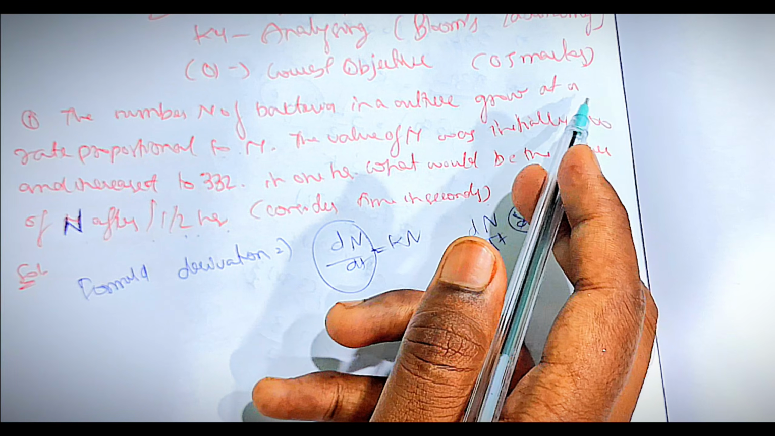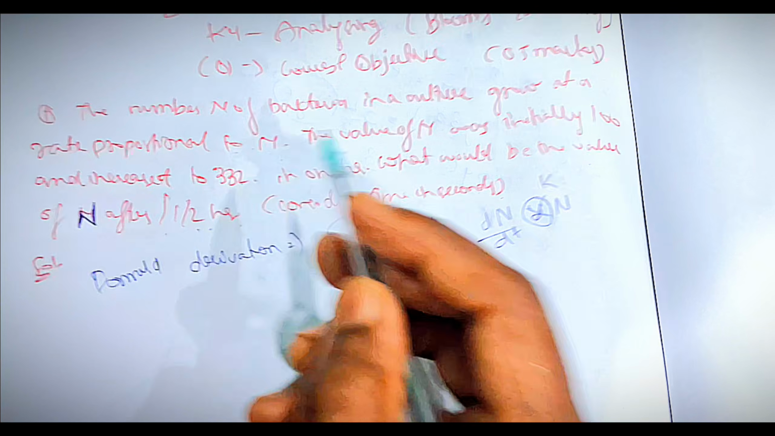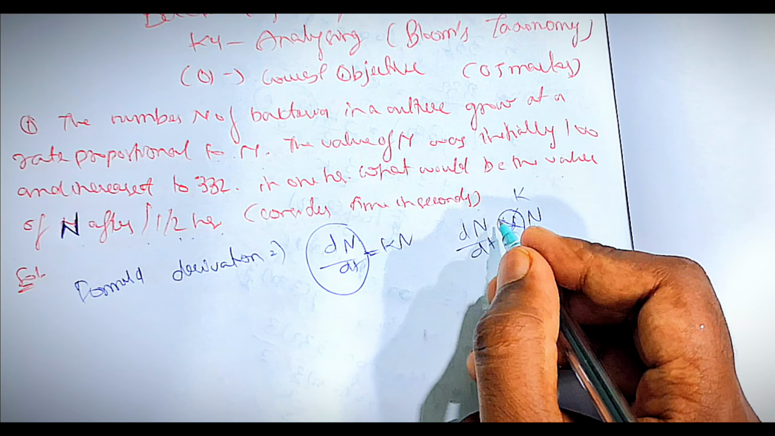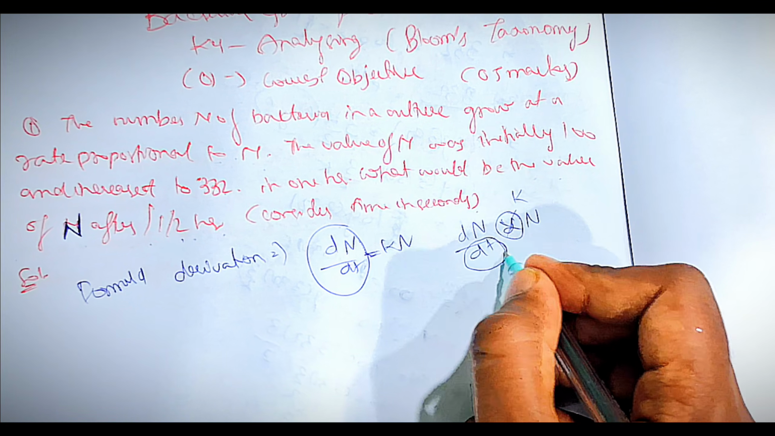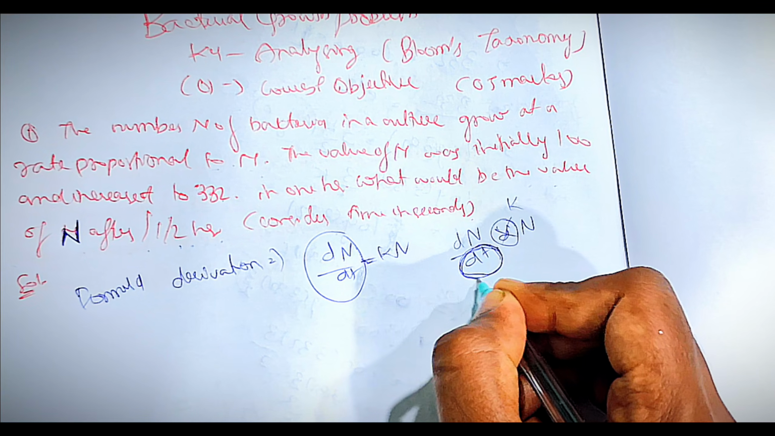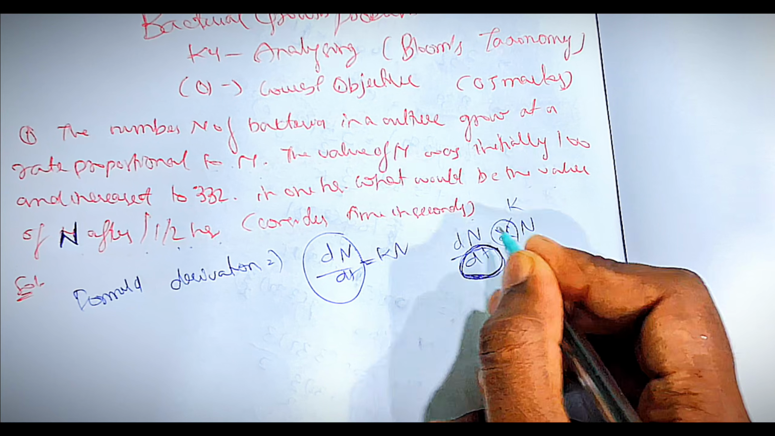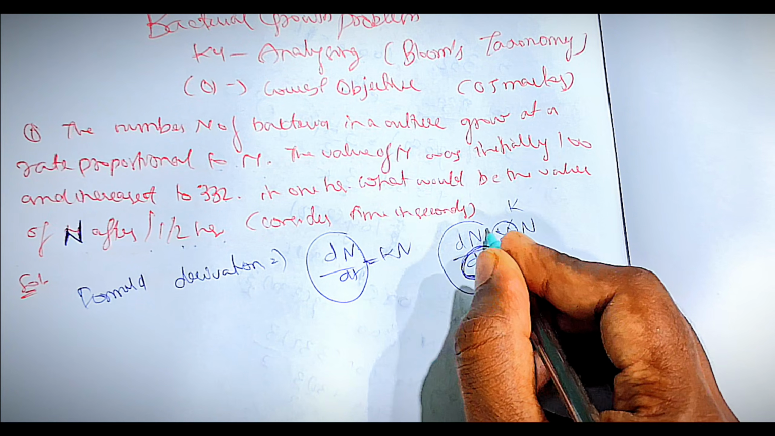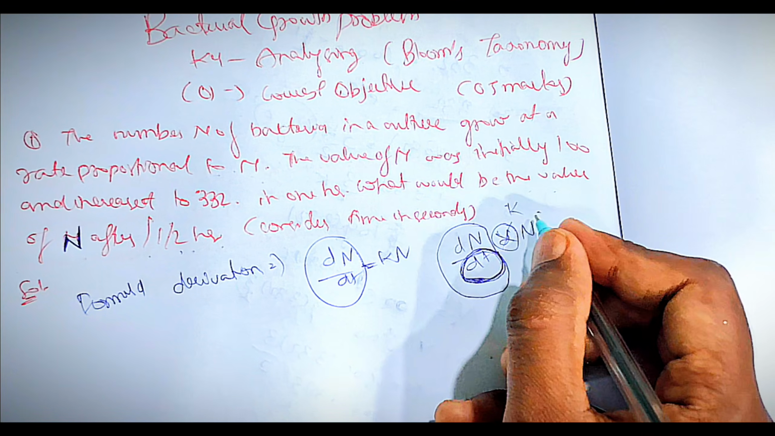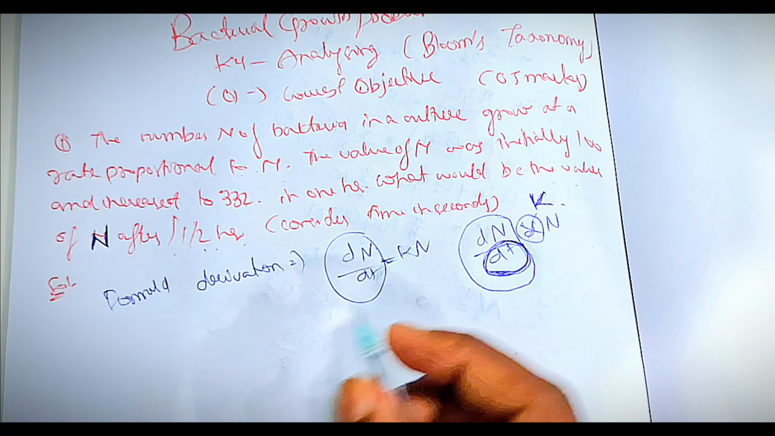The growth rate of the bacteria is proportional to n. So I am given the growth rate. With the change of time, the number of bacteria is increasing. So it is dn by dt. Now you understood how it is written like this. Next, kn: k is the proportionality constant, and it is proportional to n. So this is the formula.